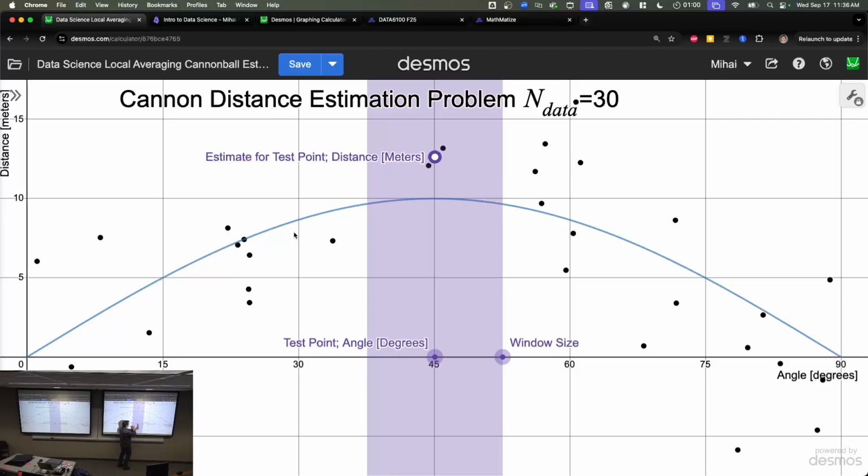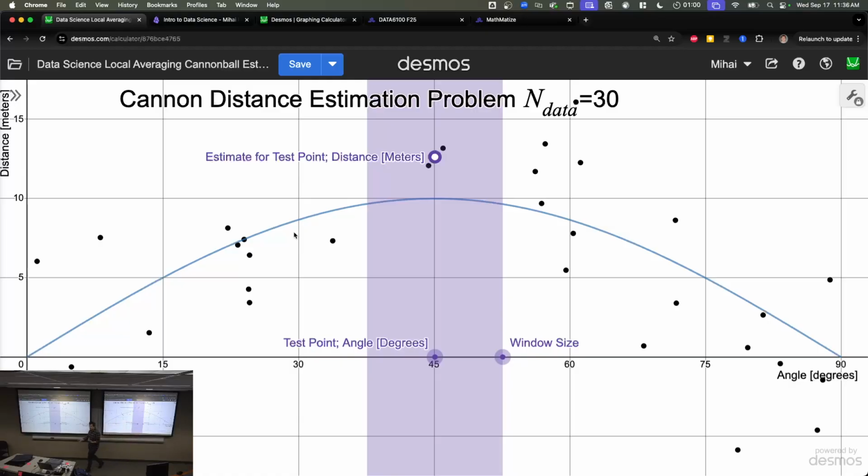So any cannonball shot between 45 plus 7.5 degrees and 45 minus 7.5 degrees, any cannonball shot with an x value somewhere in this window, I average them all together. In this particular case, there were only 2 cannonballs with those values, and so I averaged these 2 things together.